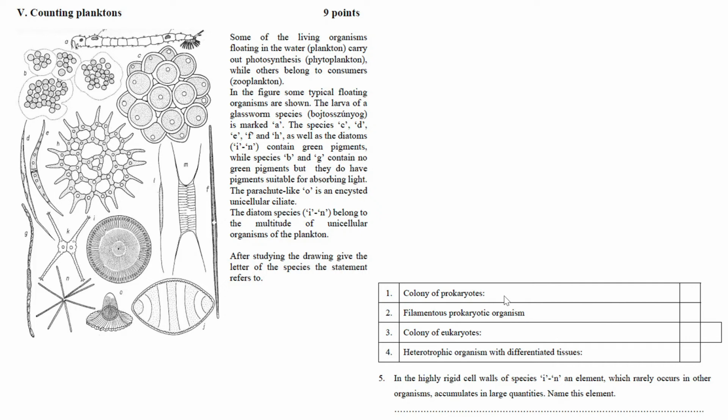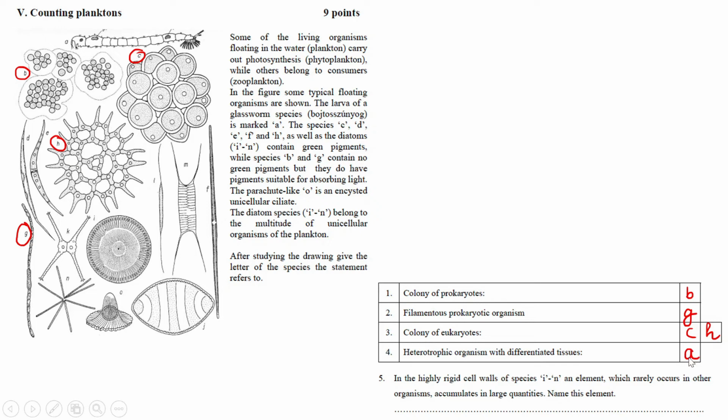So, colony of prokaryotes, that is B, that's the only option that can be the good answer for that. Filamentous prokaryotic organism, if you look at the filamentous structures, I mean the long structures, that's the only structure that can be a filamentous prokaryotic organism, so G. Colony of eukaryotes, that's a gift, so C and H can be clearly seen. And then heterotrophic organism with differentiated tissues, it is written down in the text as well as the larvae of glassworm species marked A, so that's gonna be the answer in here, A.